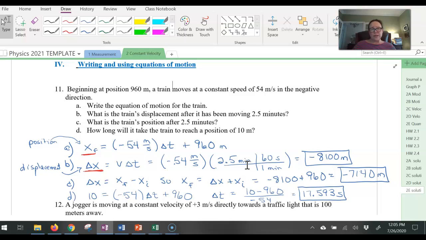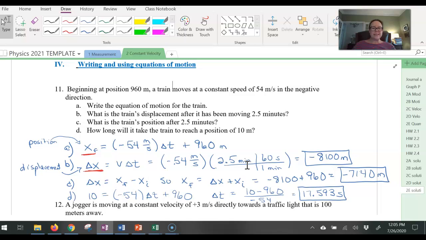The alternative way to do this problem, which I guess I didn't write down, is I could have used my equation of motion and solved for x. I could have plugged in the 2.5 minutes, although I would have had to convert them to seconds. If I converted that 2.5 minutes into seconds, I could have plugged that amount of time in for the delta t and solved my physics equation, and I would have gotten exactly the same answer.